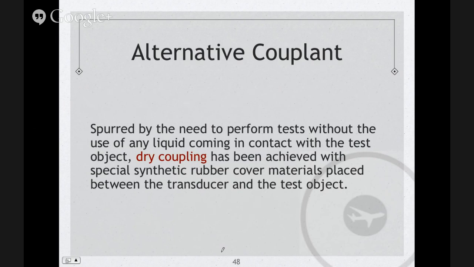So, alternative couplings. This would be dry coupling, and this would be for air-coupled transducers. Spurred by the need to perform tests without the use of any liquid and coming in contact with test objects, dry coupling has been achieved with special synthetic rubber cover materials placed between the transducer and the test object. So this is another type of coupling. We call it dry coupling.